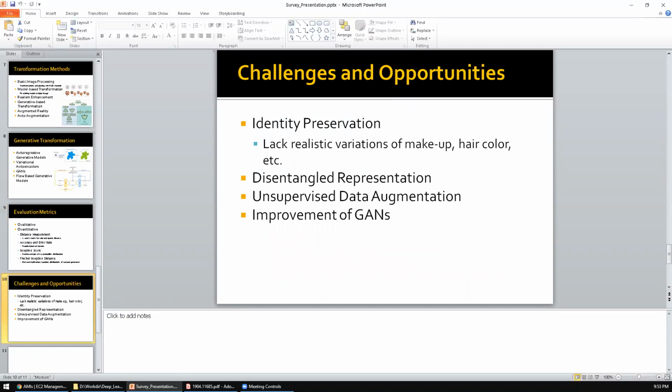Lastly, the challenges and opportunities are identity preservation, because a lot of times the generated data tends to lose the fundamental thing that makes a person who they are on a day-to-day basis. That definitely needs more work, according to the survey paper. The others are disentangled representation, unsupervised data augmentation, and in general, improvement of GANs. GANs have come a long way in the last 3 years, but there's still a long way to go.